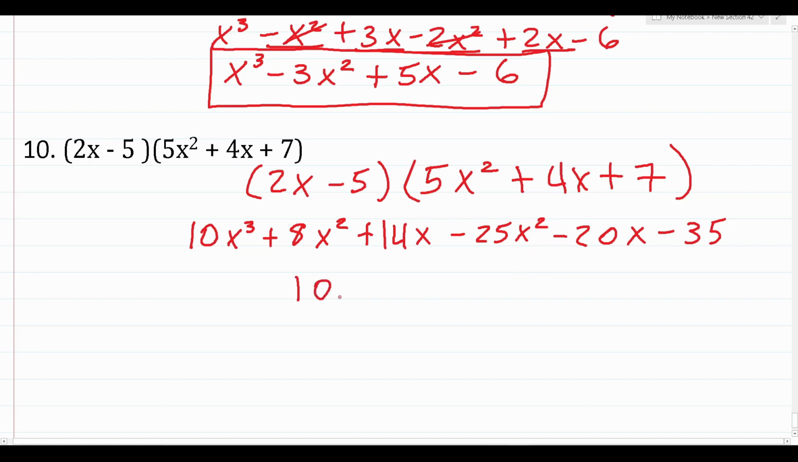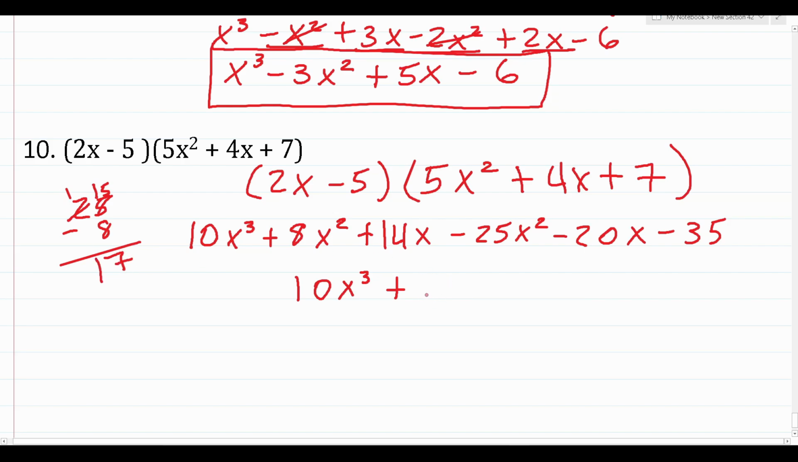We have 10 x to the third. Nothing to combine that with. That said, we have 8x squared and negative 25x squared. So that's the same thing as 25 minus 8, which is going to be 5 minus 8. We can't do. We have to borrow. This becomes 1. This becomes 15. 15 minus 8 is 7, and 1 minus nothing is 1.